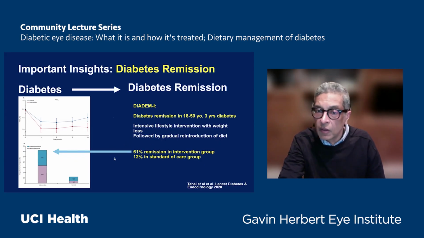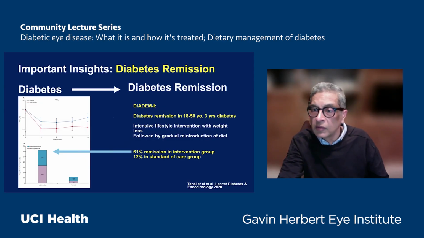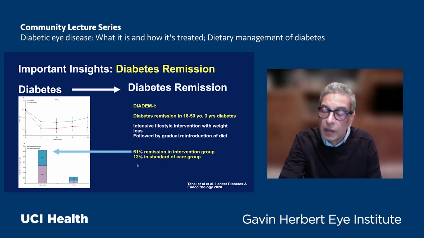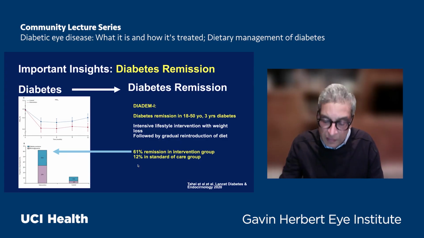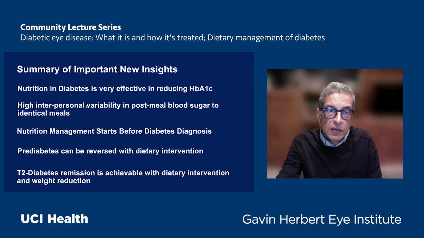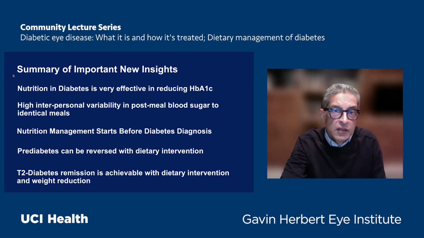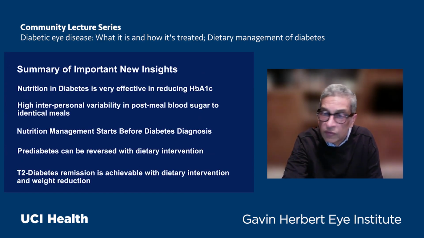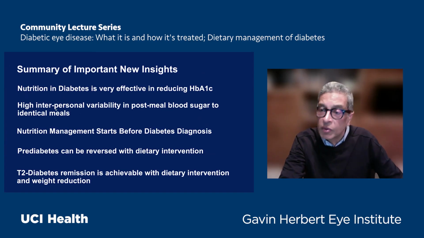And free of diabetes also means that you don't develop the complications like retinopathy and other microvascular complications that we know about in diabetes. And so to close off, the summary of important new insights that I told you about is nutrition in diabetes is very effective in reducing hemoglobin A1C. There's high interpersonal variability in blood sugar control, and there's much more to be done and learned here. And how we approach nutrition is going to be very important at the individual and personalized level, right?